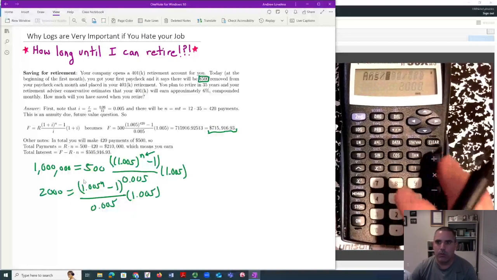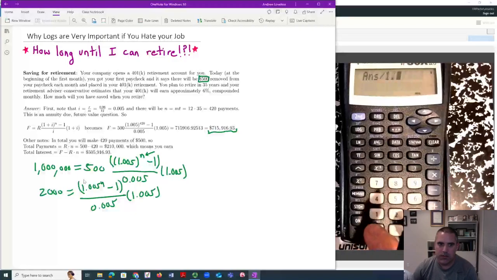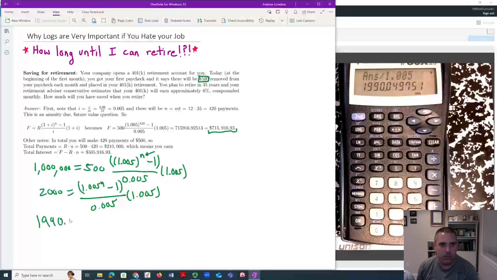Let's get rid of the 1.005. That was fun. So you get 1990.04. When you're doing financial problems, it's good to keep lots of digits till the end. Now, if I was doing this, I have a lot of experience. I would do more than one operation, but I'm just showing you the steps.